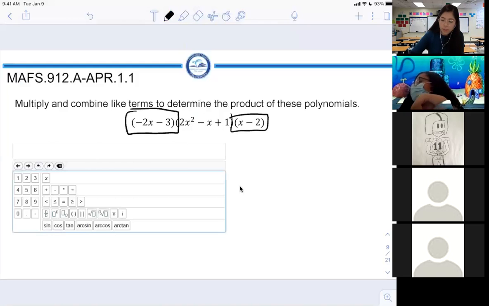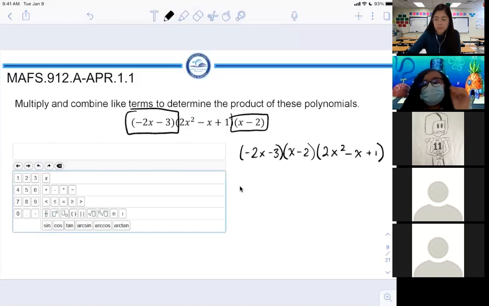So I'm just going to rearrange everything, and I'm going to put these 2 next to each other. That way I can start by foiling those, and then I can move on to the other one. So we're just going to start by foiling the first 2. Negative 2x times x, what does that give me?